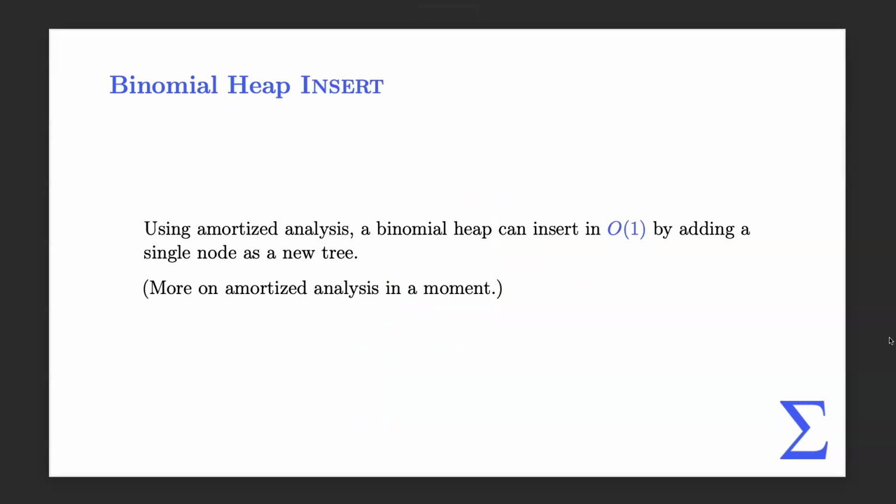Yeah, and then so this is an improvement from binary heaps. Binomial heaps can have insert in O(1) time. When you insert, you just make a new tree with just that value. It's kind of a hacky way: you're inserting it, but you're just making a new tree.